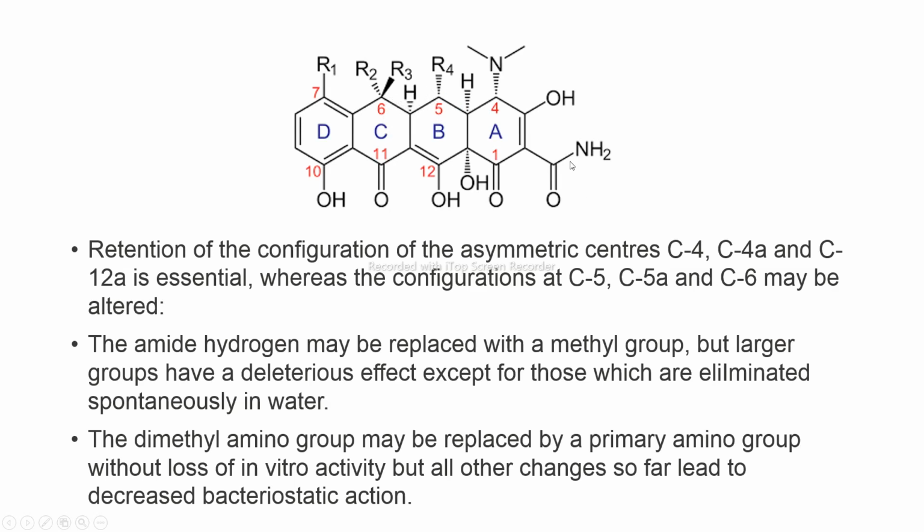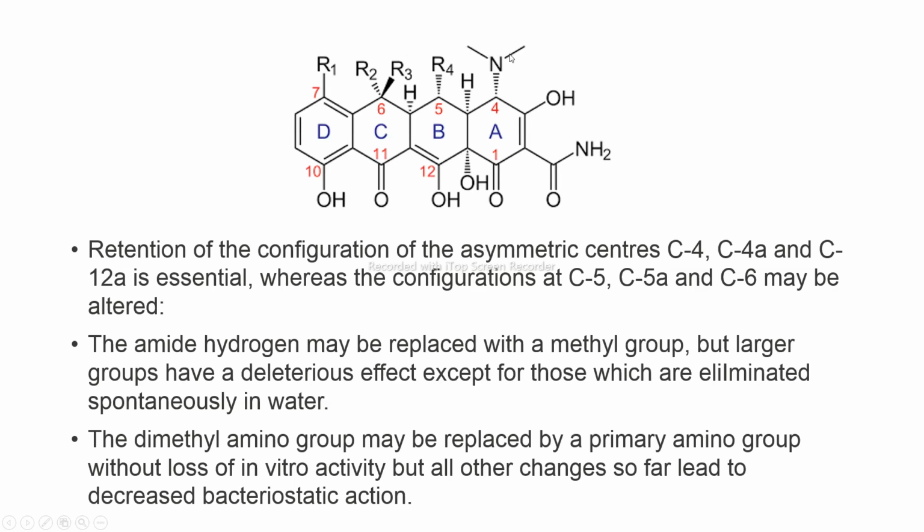The amide hydrogen may be replaced with a methyl group. So one of the amide hydrogens may be replaced with a methyl group, but larger groups have a deleterious effect, except for those which are eliminated spontaneously in water. So we can replace one of the amide hydrogens with a methyl group, but if we substitute the hydrogen with any bulky group, then a loss in activity is observed.